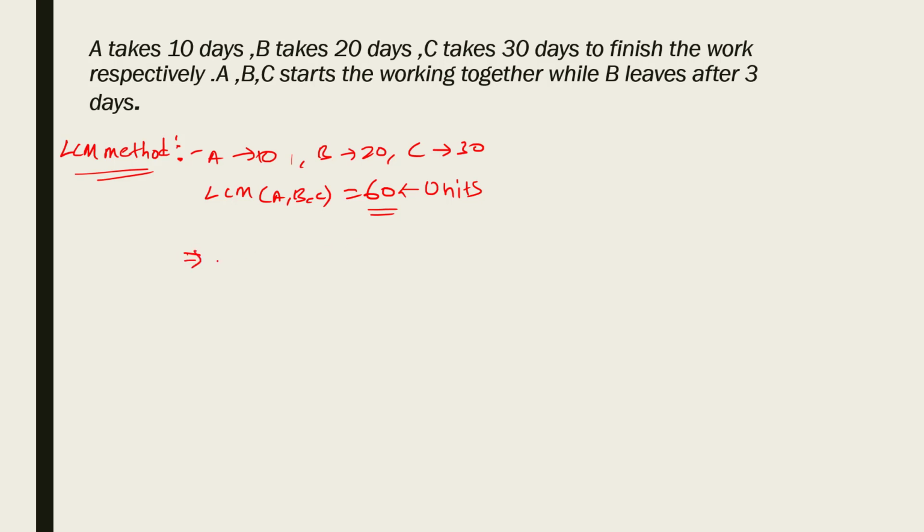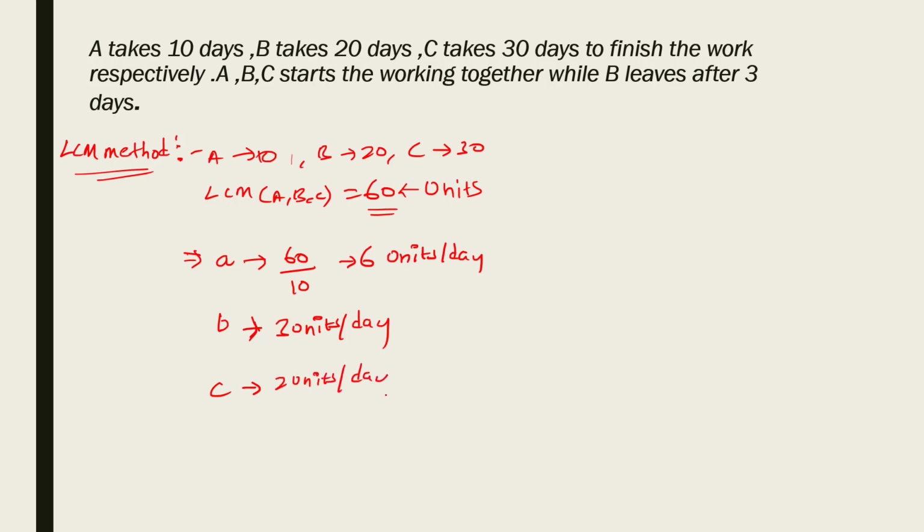So the number of units finished by A in one day is nothing but 60 by 10, so that implies 6 units per day. So A is finishing 6 units per day, B is finishing similarly 3 units per day, and C is finishing 2 units per day. Just as we have drawn the figure earlier with the units method, similarly we're going to draw the same figure here. Here it says ABC start working together while B leaves after 3 days.